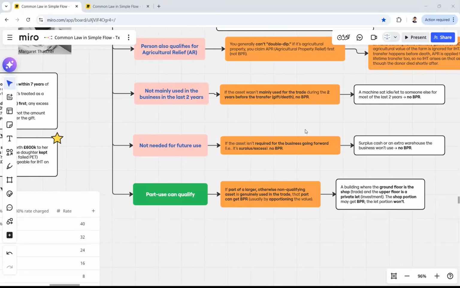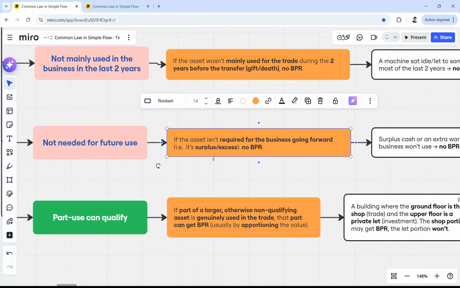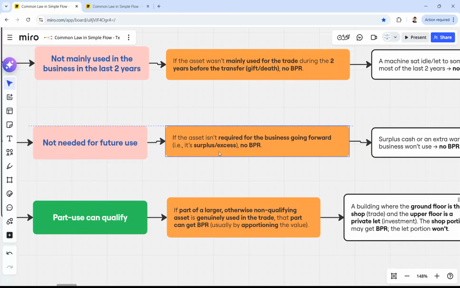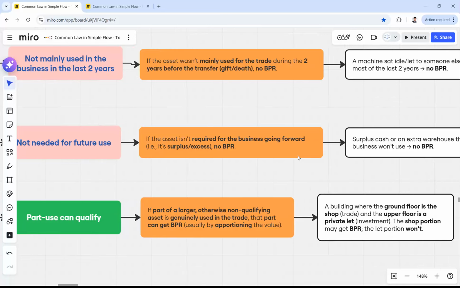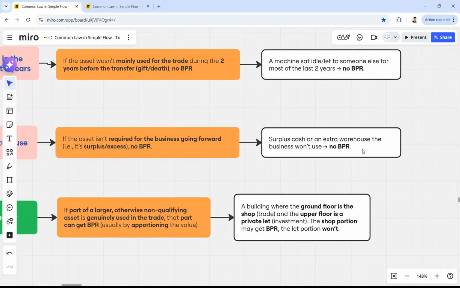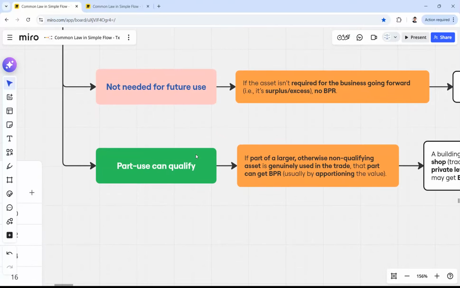No need for future use. If the asset isn't required for the business going forward, for example, it's surplus or excess, cash that is not needed, equipment that is not needed, assets that are not needed, then there is no BPR, aligned with the previous logic that we have. So surplus cash or an extra warehouse the business won't use gets no BPR. The assets should be at risk in the business so that it can work.